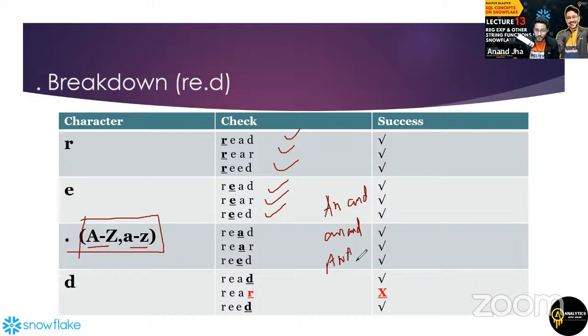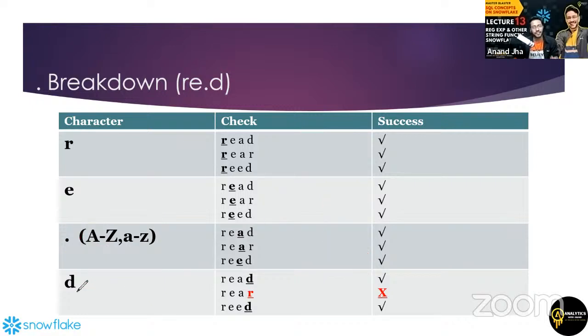I'm not sure, out of 10,000 lines, whether the user has written my name in capital letters, small letters, or any particular case. So this means check A to Z in capital letter, or check a to z in small letter. And then my ending will be D. So all of these will get matched except this one.